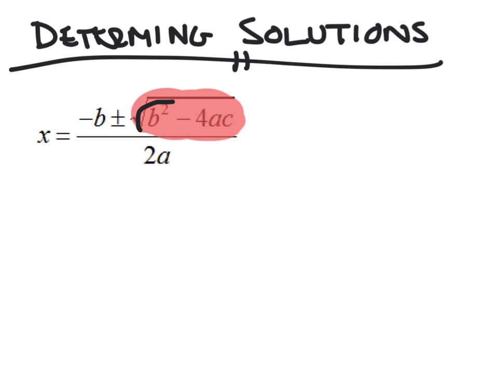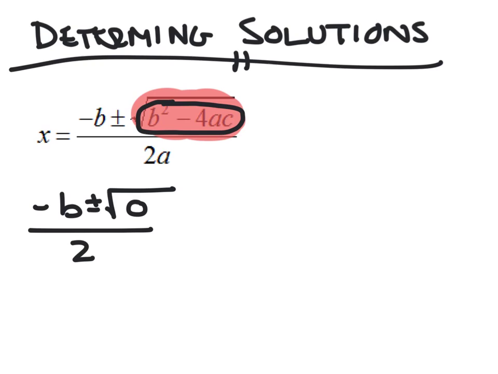If everything inside of this thing came out to be a zero value, for instance, let's say you got the square root of 0 in there. When you have a 0 value in there, adding and subtracting 0 does nothing. And so you don't get two answers, you just get one answer because there's not an adding and a subtracting. So when there's a 0 in the discriminant, you get one answer.